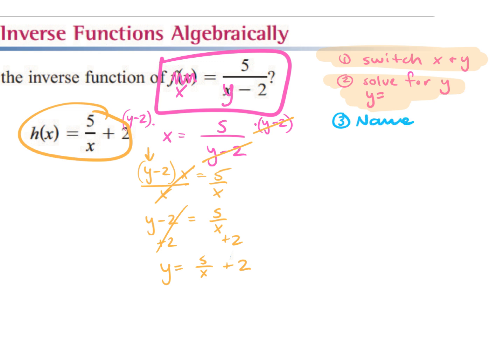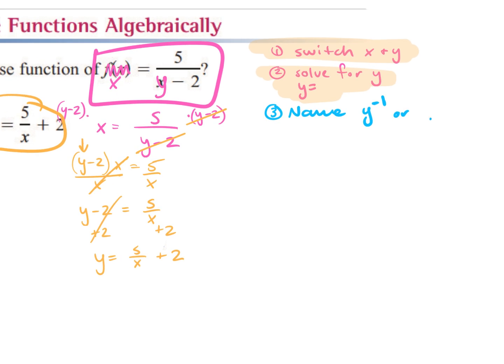So when we name the inverse, you can either say y with the little -1 exponent, or you would say f -1 of x. So you just have to put that little -1. That's just naming the inverse. That's the symbol for inverse. So step 3, the last step, is to just name it. Once you get y all by itself, you got to put the little inverse symbol.